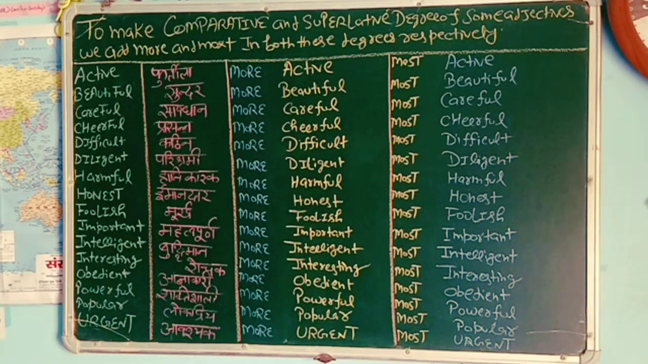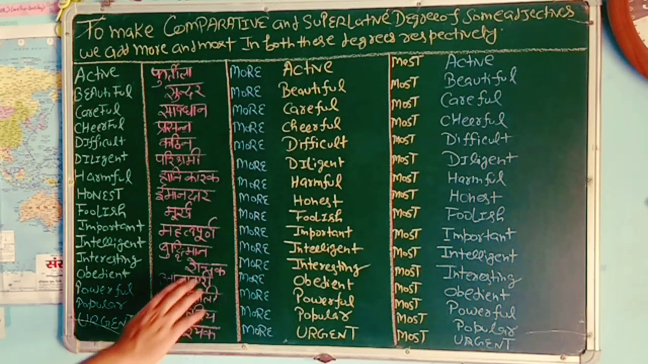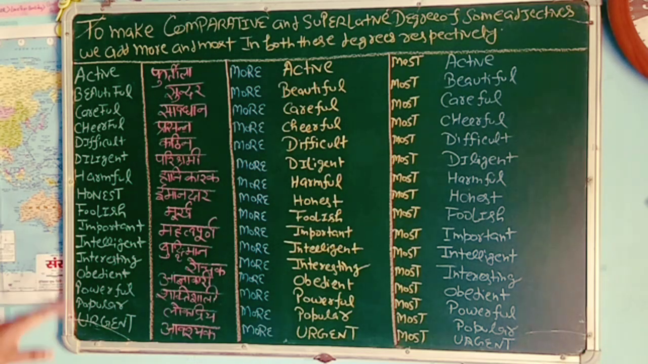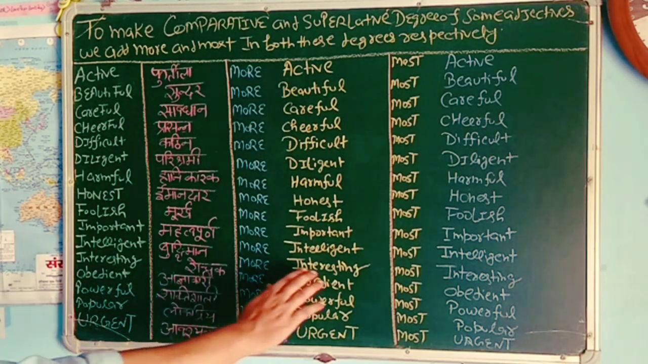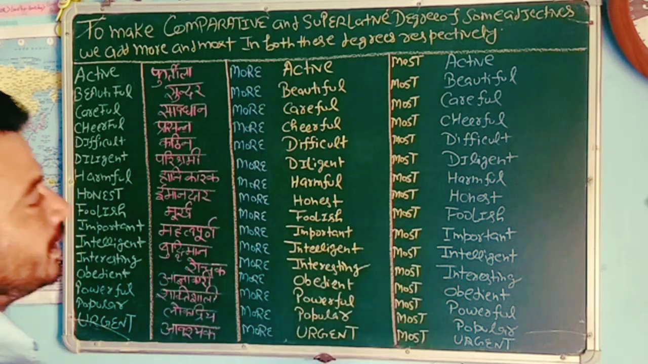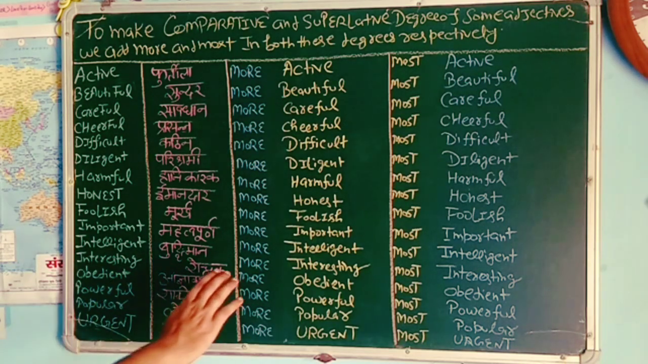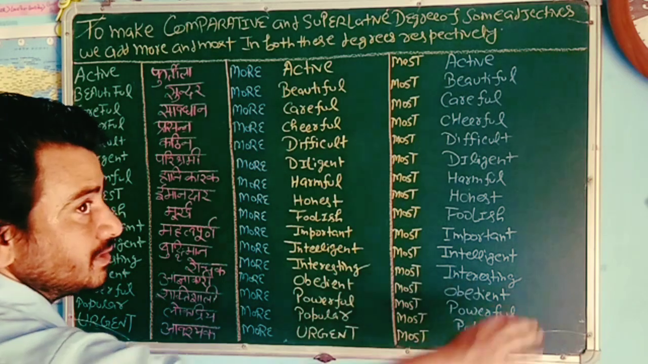So our next adjective is interesting. The word interesting means rochak in Hindi. So if you want to make the comparative degree of this adjective, it becomes more interesting, and if you want to make the superlative degree, it becomes most interesting. So our complete degree of comparison becomes interesting, more interesting, most interesting.